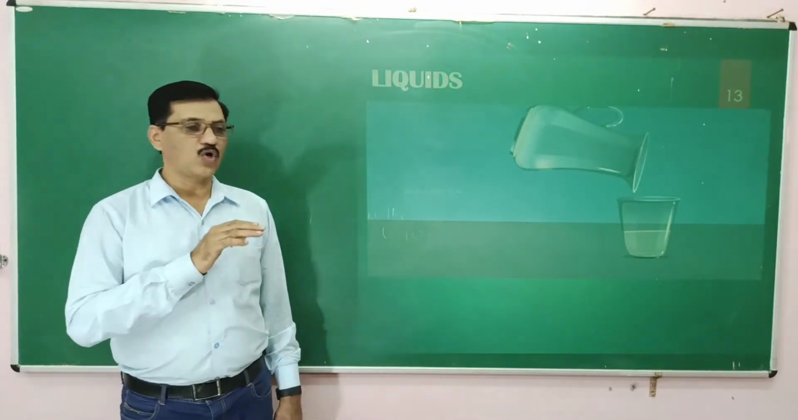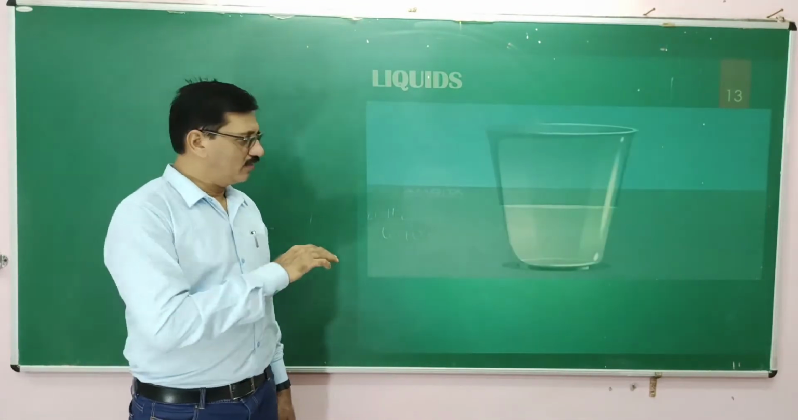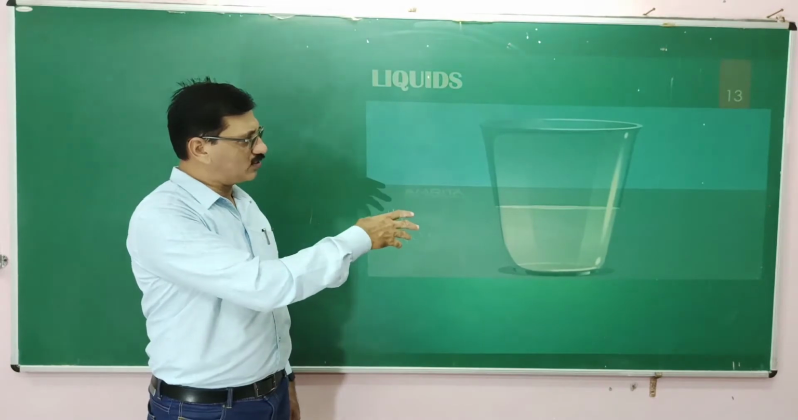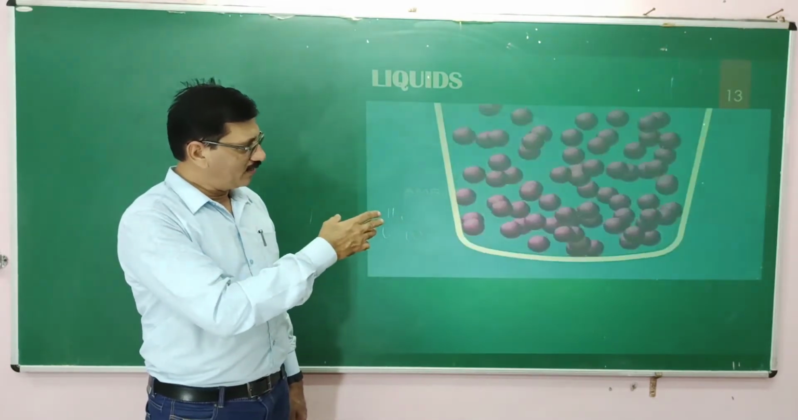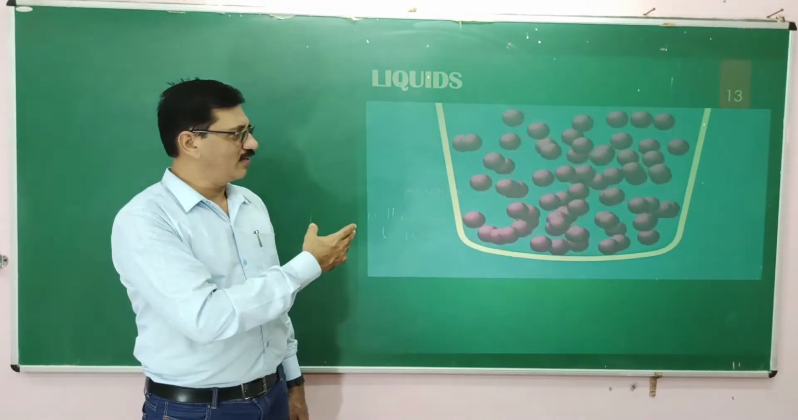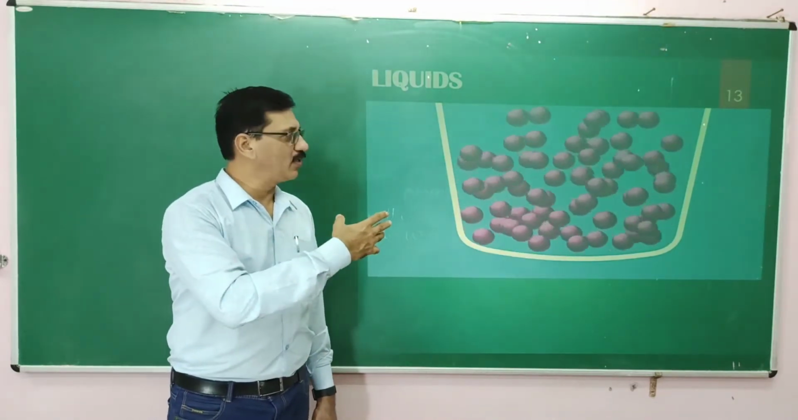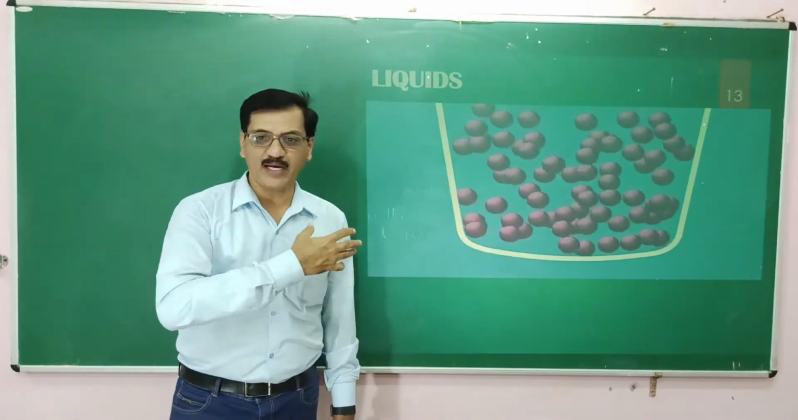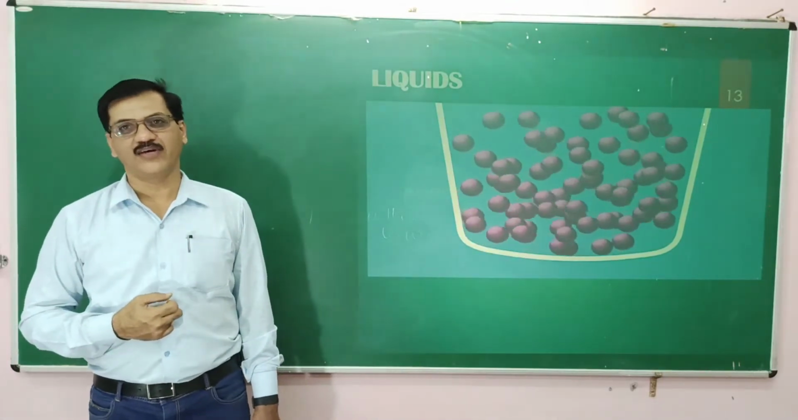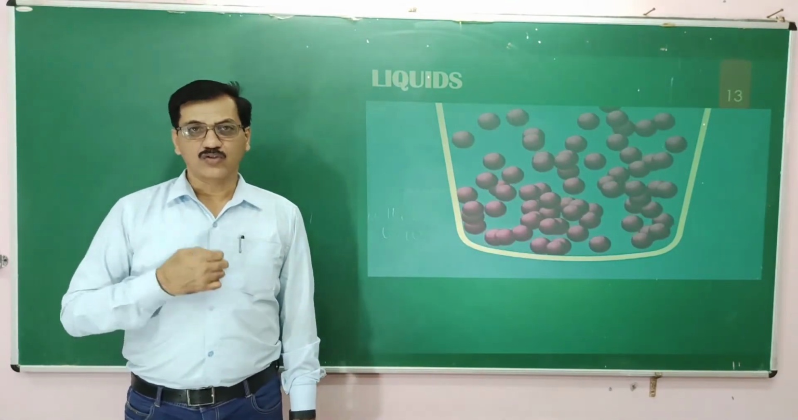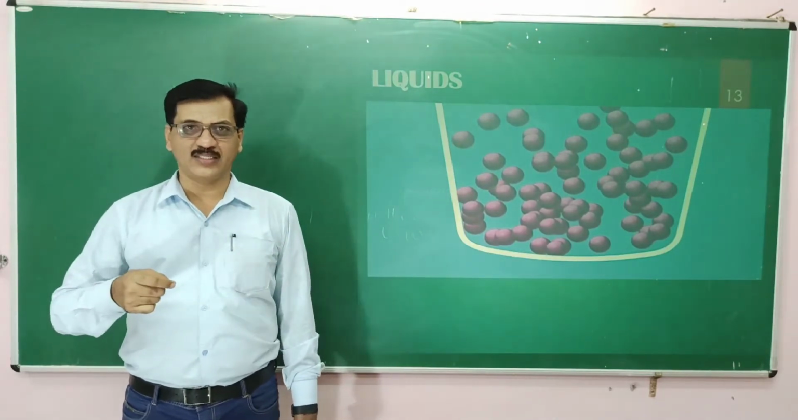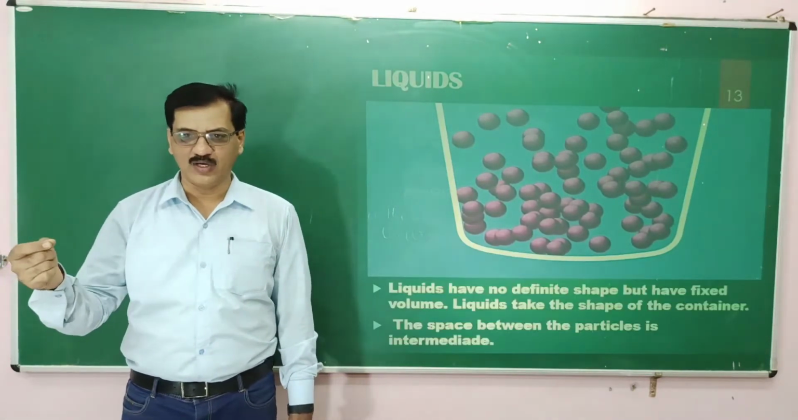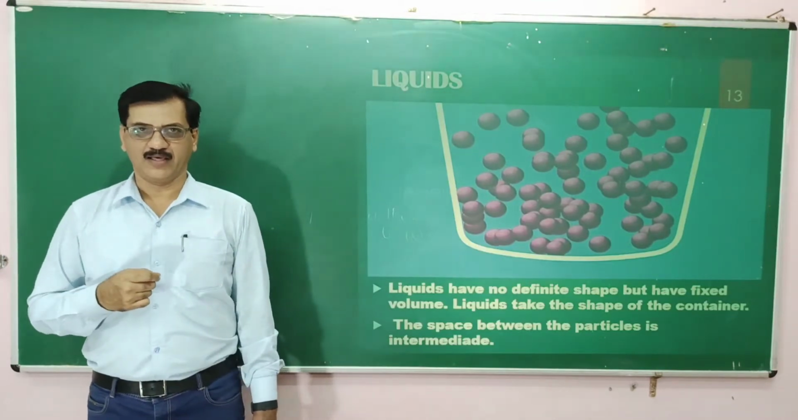Liquids do not have a definite shape. They occupy the shape of the container. And when we see the particles of that liquid, there is much space between them. So liquids show translatory motion, that means motion from one place to another place.